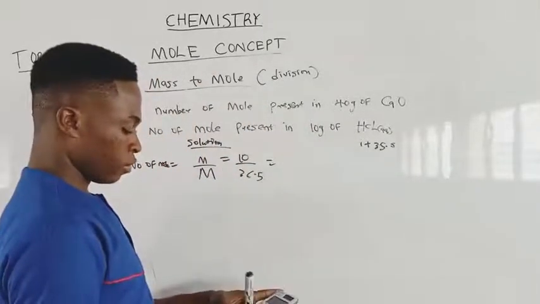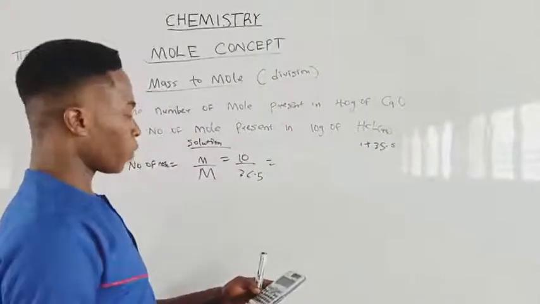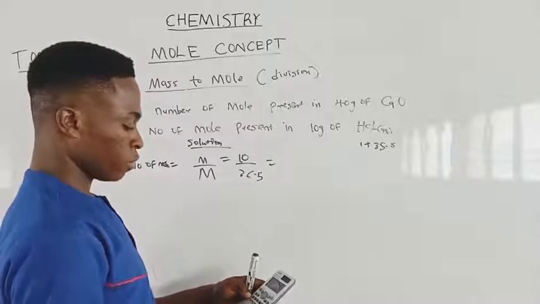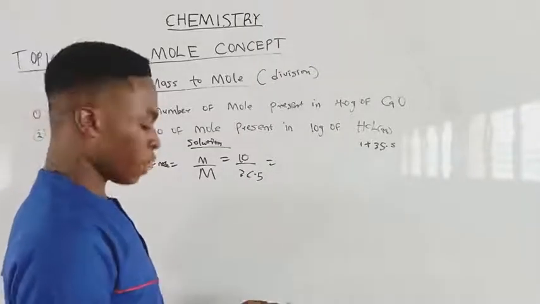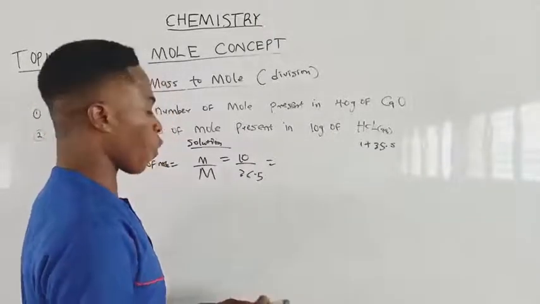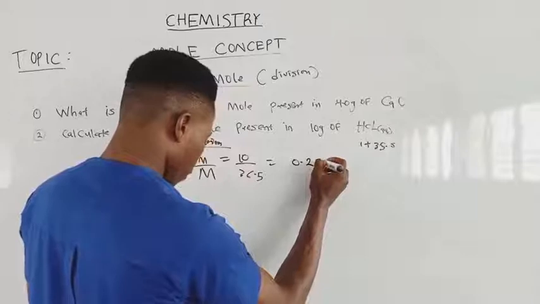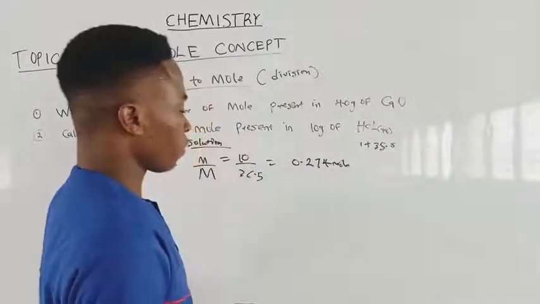10 divided by 36.5. Are you following me? 10 divided by 36.5 gives 0.273. Then we approximate it, and it will now be 0.274. So the answer is 0.274 mole.